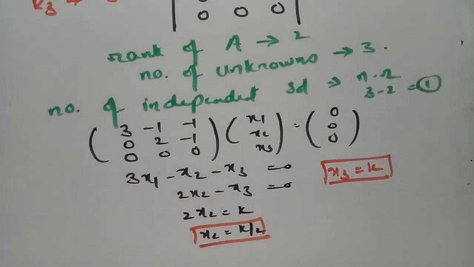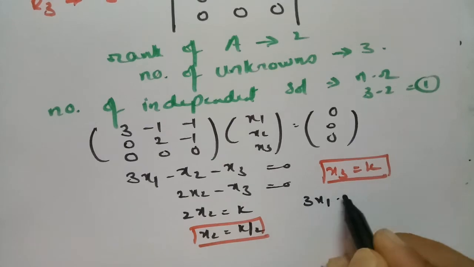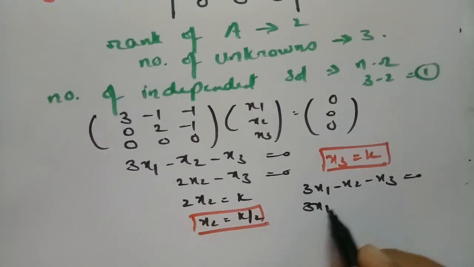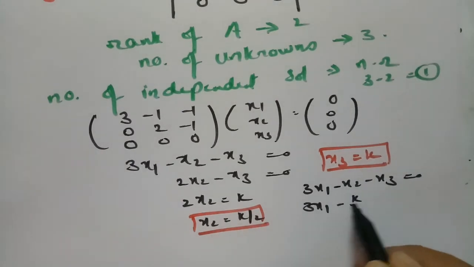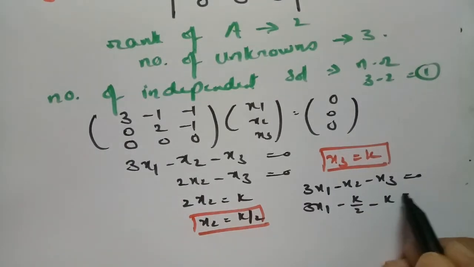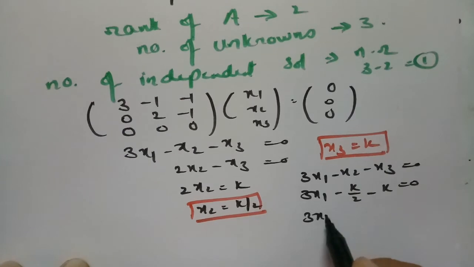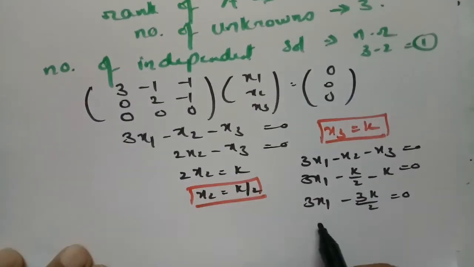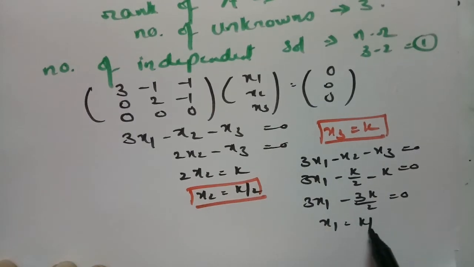So if I substitute the same thing here, that is 3x1 minus x2 minus x3 is equal to 0. That is 3x1. What is x2? This is k by 2, and x3, this is k. And this is 3x1, this will be 3k by 2 is equal to 0. So x1 will be k by 2.